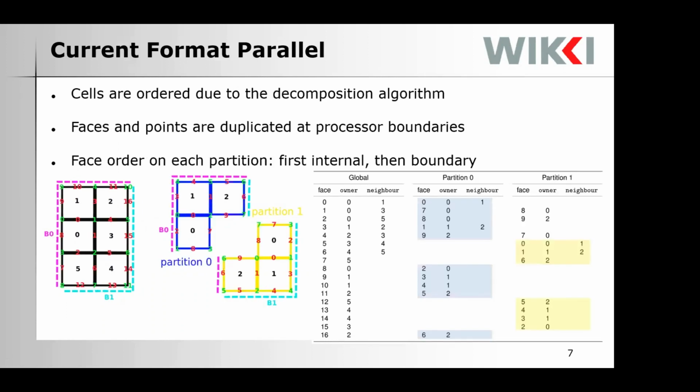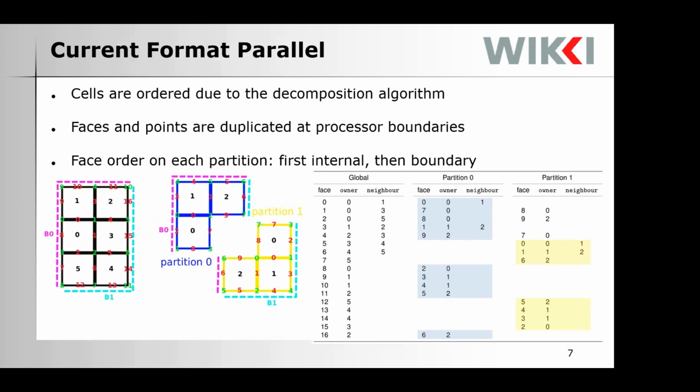How does it look in parallel? So first of all, you have to run a decomposer, right, to reorder your cells to have a good decomposition. Then the faces and points at the processor boundaries where you cut your geometry, these are duplicated.